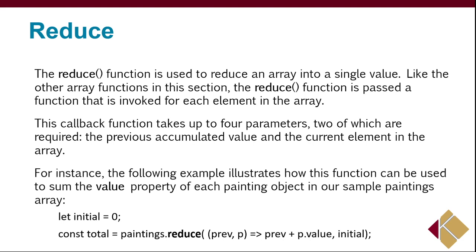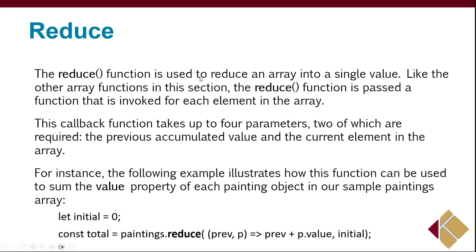But for this one, our paintings array has a value property for each painting. I didn't show it in the example, but we're pretending. So we're setting our initial value to 0 because for this function, it takes 4 values, you have to have 2. So we're setting the initial to 0 because for our first one, we're not going to have a previous value. And then we're going to add that to the other one.